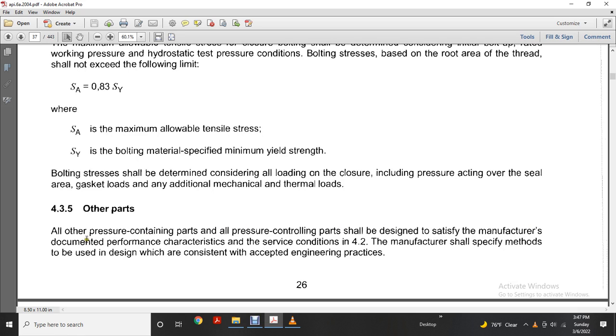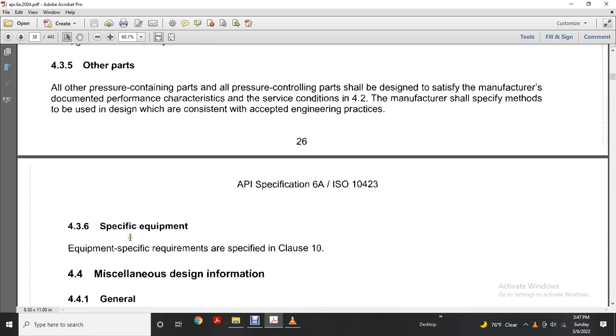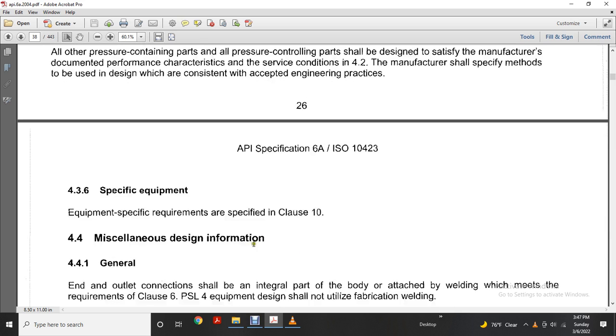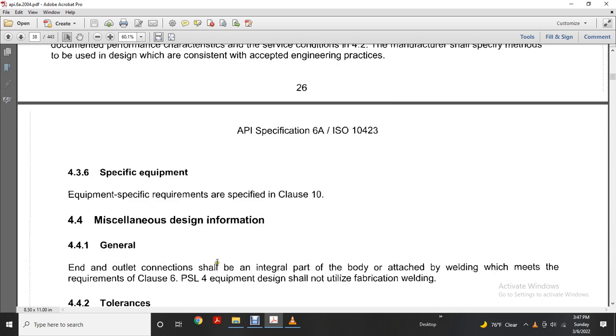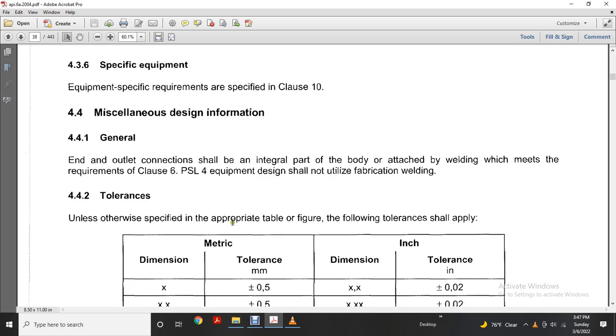The manufacturer shall document the design, specifying performance characteristics over the conditions, and in 4.2 the manufacturer shall specify the methods of design, consistent with acceptable engineering practices. 4.3.6 Specific equipment requirements are specified in Clause 10. Miscellaneous design information: inlet and outlet shall be integral with the body or attached by welding, which meets the requirements of Clause 6. Product specification level 4 equipment design shall not use fabrication welding tolerances unless otherwise specified in the appropriate table or figure following the tolerance.